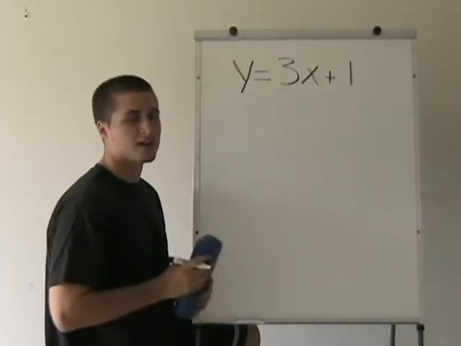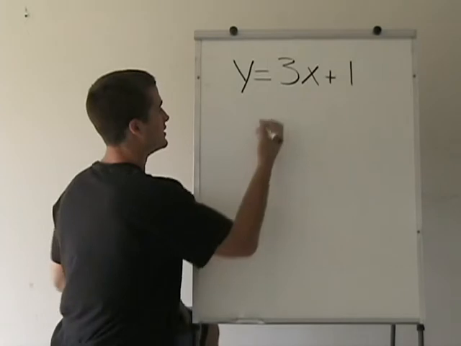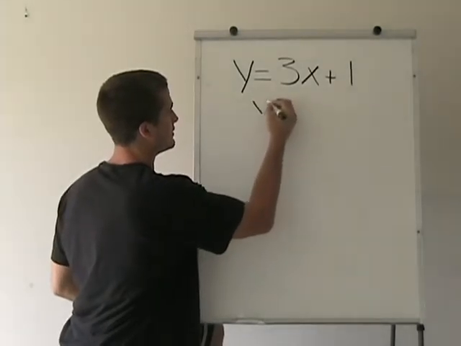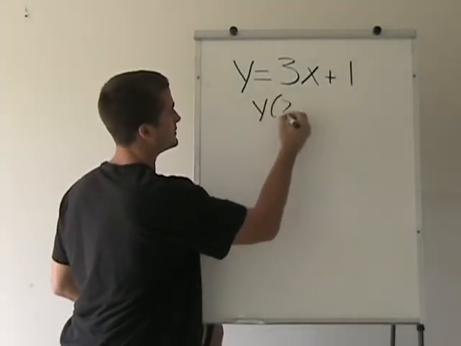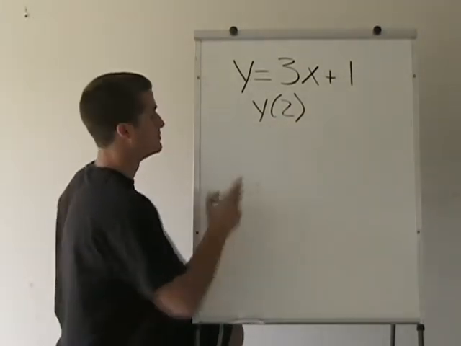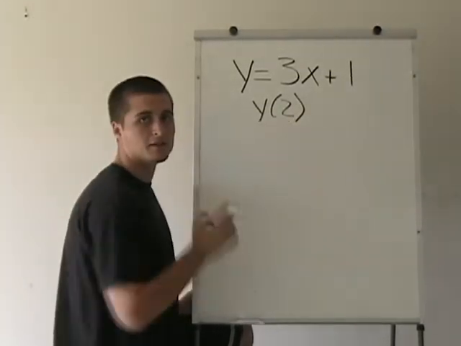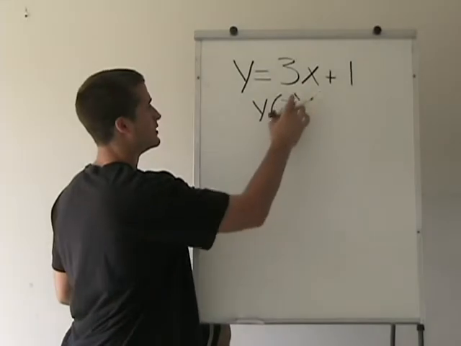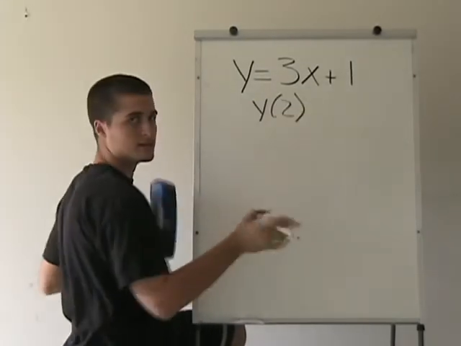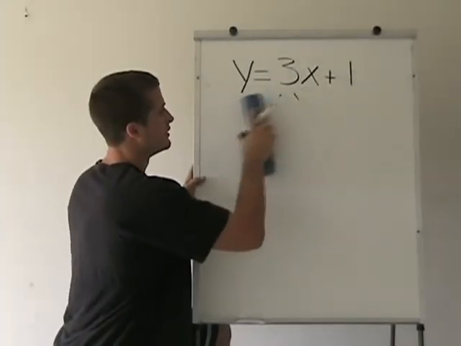When you're given a value for x, a lot of times in functional notation, it's going to be written as y of 2. And all that means is plug 2 in for whatever the independent variable is. So in this case, you plug 2 in for x and solve, which is what we just did.